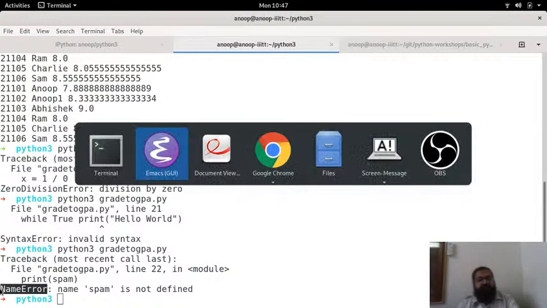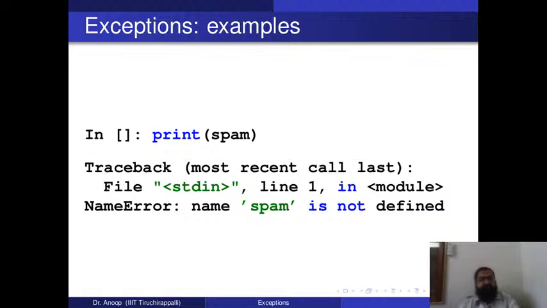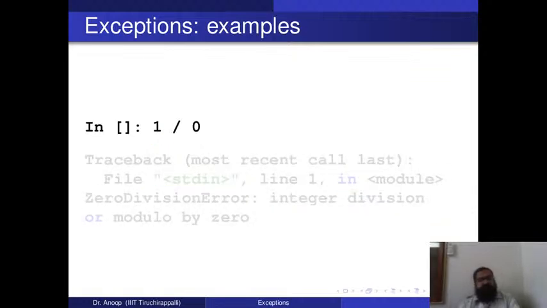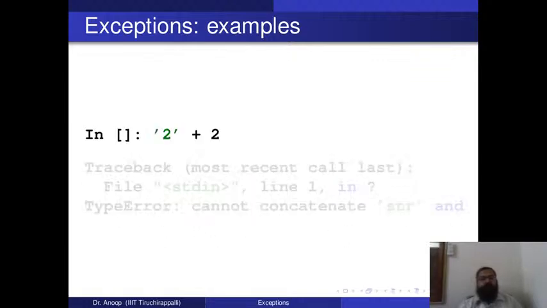Okay, so these are the different exceptions that are over here: name error, division by zero error, syntax error. Okay, so this is a zero division error. Okay, so this is an integer division or modulo by zero error.